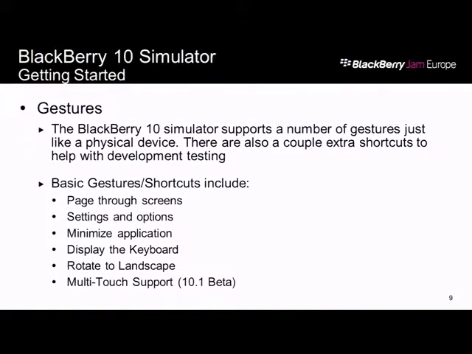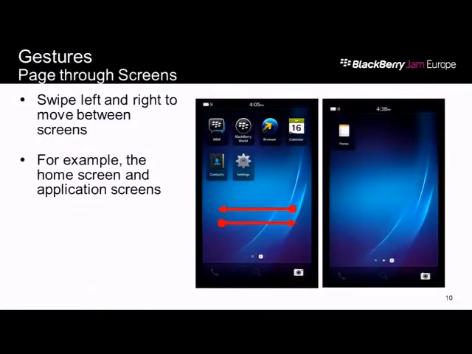We have a shortcut that's special for the simulator to open the virtual keyboard for the Z10 devices. Being able to rotate to landscape, we have a shortcut in there as well that you can actually just rotate it 90 degrees back and forth to quickly check out the orientation. And new for the 10.1 beta, we've included multi-touch support, which I'll go into in a little bit.